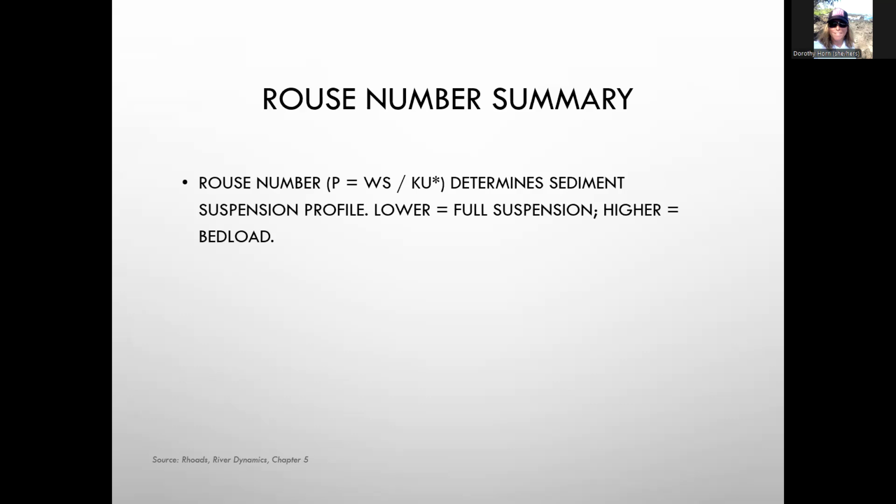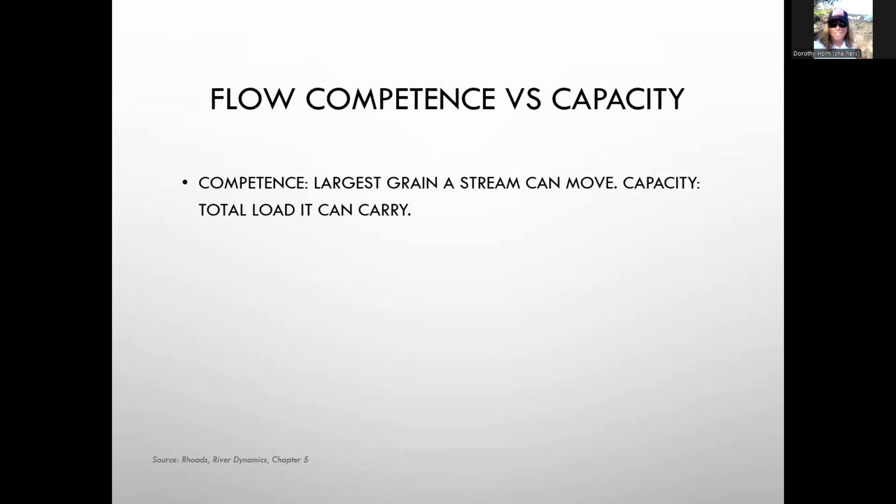Okay. The Rouse number really is a profiling equation to see basically what the sediment suspension is going to be. I'm not going to make you learn how to do this. If you go on to more hydrology, it'll be good for you to know. So we have a difference between competence and capacity. Competence is really the largest grain a stream can move, and capacity is the total suspended load that it can carry.